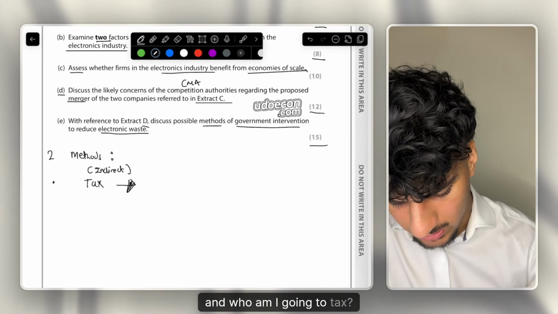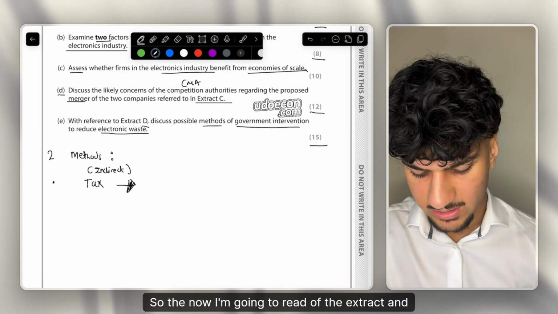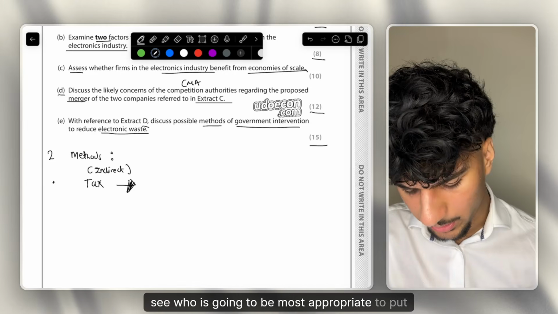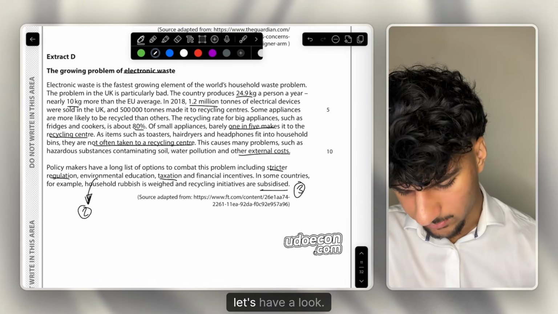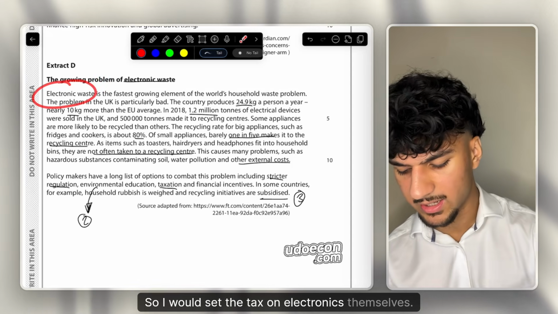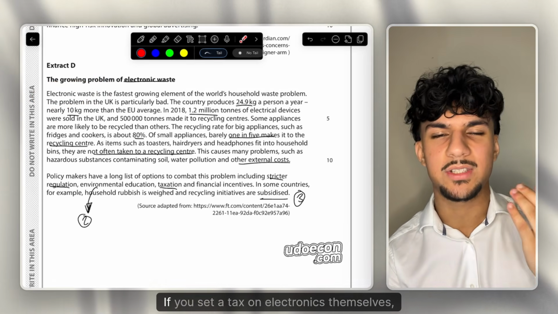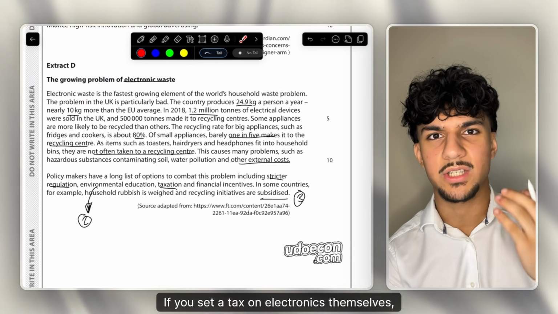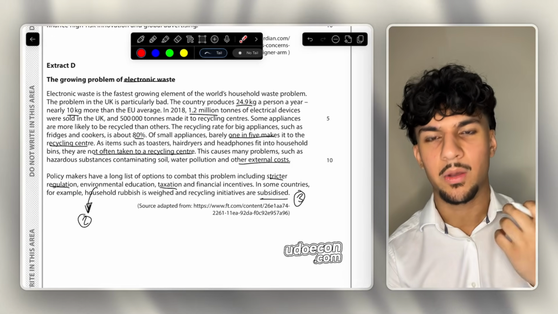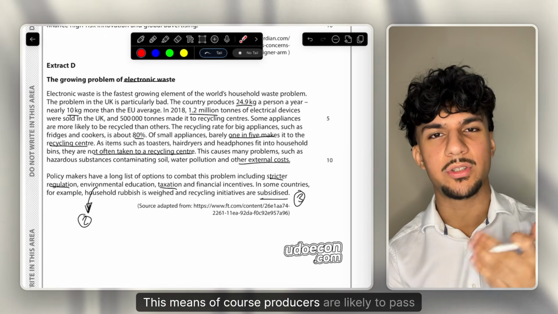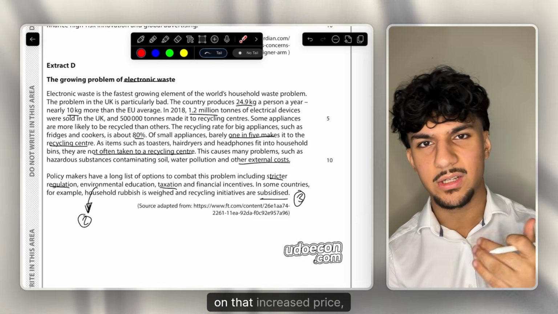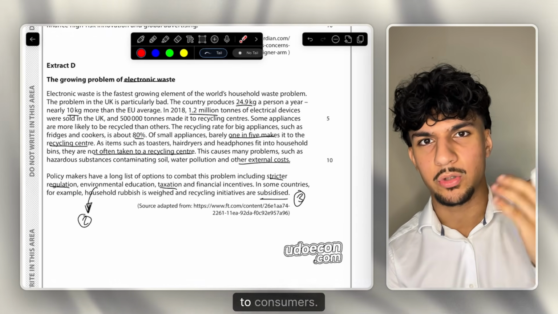And who am I going to tax? So now I'm going to have a read of the extract and see who is going to be most appropriate to put this tax on. Let's have a look. So I would set this tax on electronics themselves. What does that mean? If you set a tax on electronics themselves, it means it's more expensive for producers to produce electronics. This means, of course, producers are likely to pass on that increased cost to consumers.